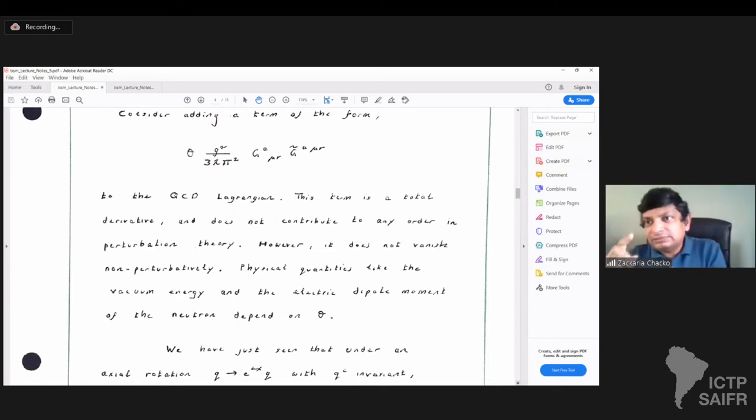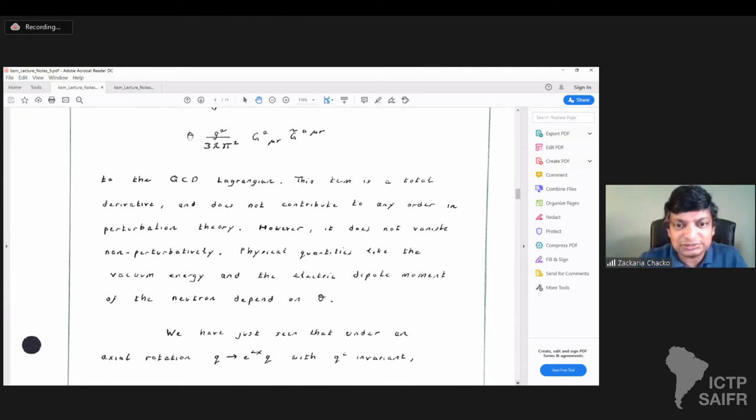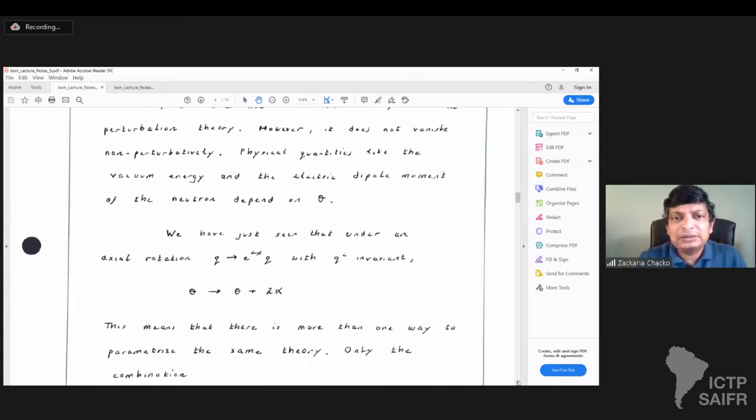But quantum field theory is not just perturbation theory, especially when you come to a strongly coupled theory like QCD. It turns out that this term has effects non-perturbatively. Physical quantities like the vacuum energy and the electric dipole moment of the neutron actually depend on the value of this parameter theta. I'm just claiming that now, but in a few minutes we are going to be calculating the vacuum energy as a function of theta, and then you'll be able to see with your own eyes that physics does depend on that. Okay, so we have just seen that under an axial rotation, with QCD invariant, theta shifts like this.